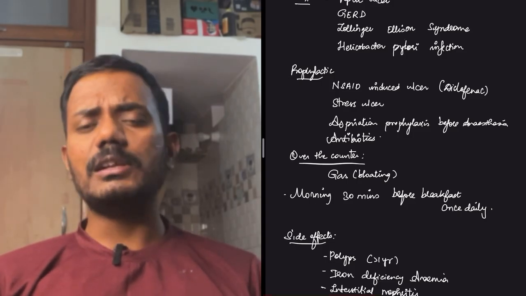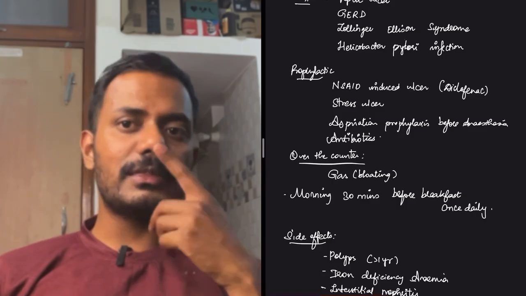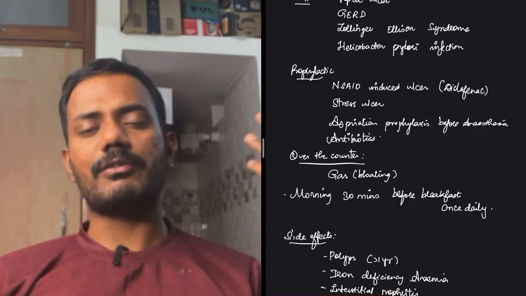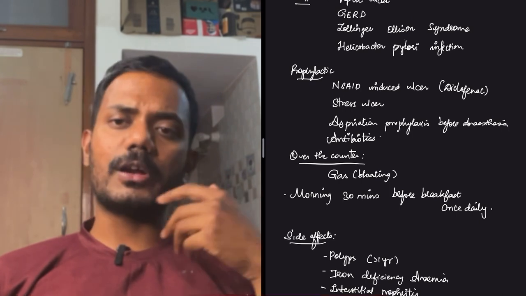She's a young female. She came with complaints of tiredness. When you examine her eyes, there was a significant pallor. After the blood investigations, we found that her hemoglobin was 8. So we wanted to find out the cause.